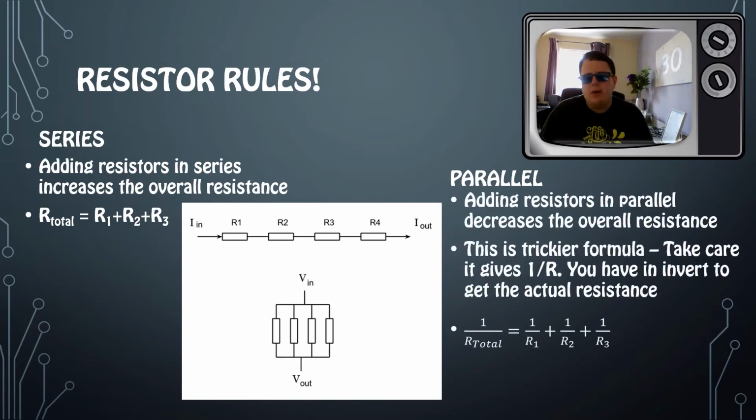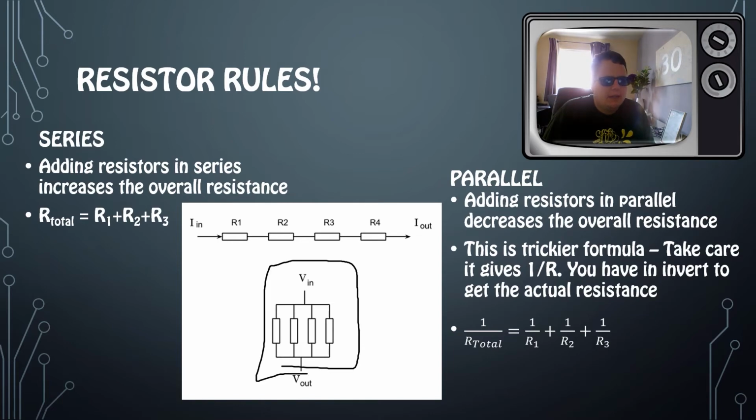Okay, what about parallel then? We already said adding resistors in parallel decreases our overall resistance. And the formula that goes with this actually is a little bit tricky. So here where we have them in parallel, what we actually get is 1 over the total resistance equals 1 over resistance 1 plus 1 over resistance 2 plus 1 over resistance 3.